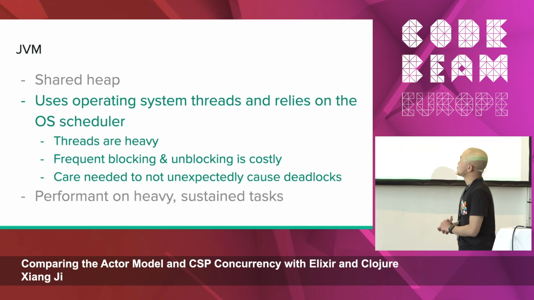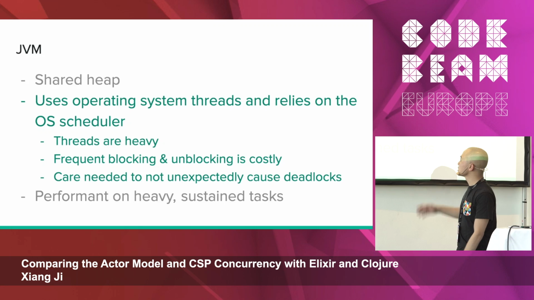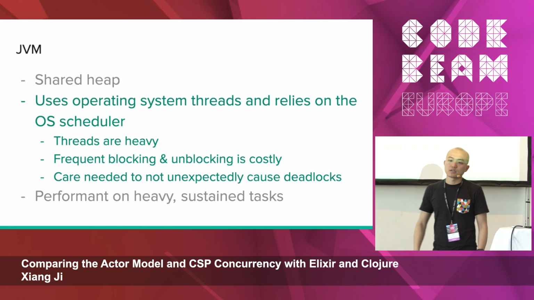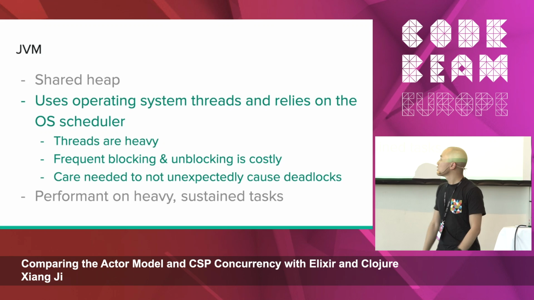And the threads in the JVM are just operating system threads. They rely on the OS scheduler, so it's not like BEAM, which has its own scheduler. It just relies on the operating system to do the scheduling. Therefore, threads are much heavier than the BEAM processes, of course. They have much more context.